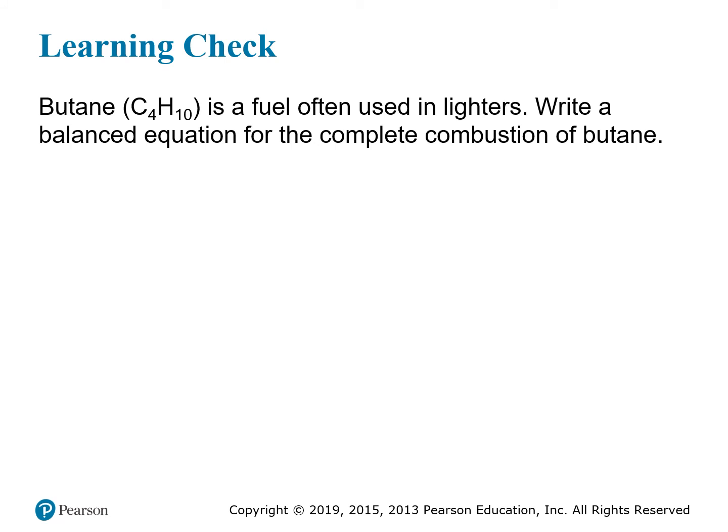So we've balanced a lot of combustion equations before, but let's just do one more example like that to close out this section. Butane, C4H10, is a fuel often used in lighters. Write a balanced equation for the complete combustion of butane. So we begin with the formula for butane, which is C4H10. And we know that because this is one of the smaller alkanes with only 4 carbons, this is going to be a gas at room temperature because it has a very low boiling point.